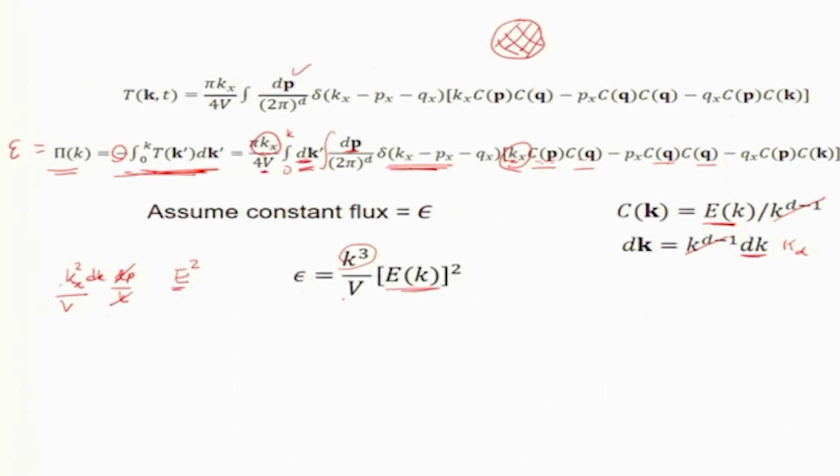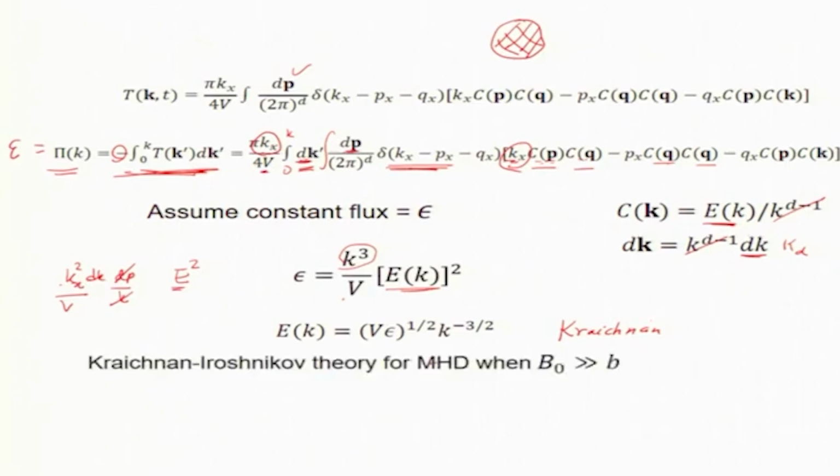So, what do you get for Ek? Ek is V epsilon^(1/3) k^(-3/2). Okay. So, this is a famous energy spectrum formula. This was derived by Kraichnan for hydrodynamic turbulence, not by this procedure, but some other procedure. There, a mean flow comes into play, this mean velocity field V. But more importantly, it comes in magnetohydrodynamics, in the Kraichnan and Iroshnikov theory, which some of you have learnt about.